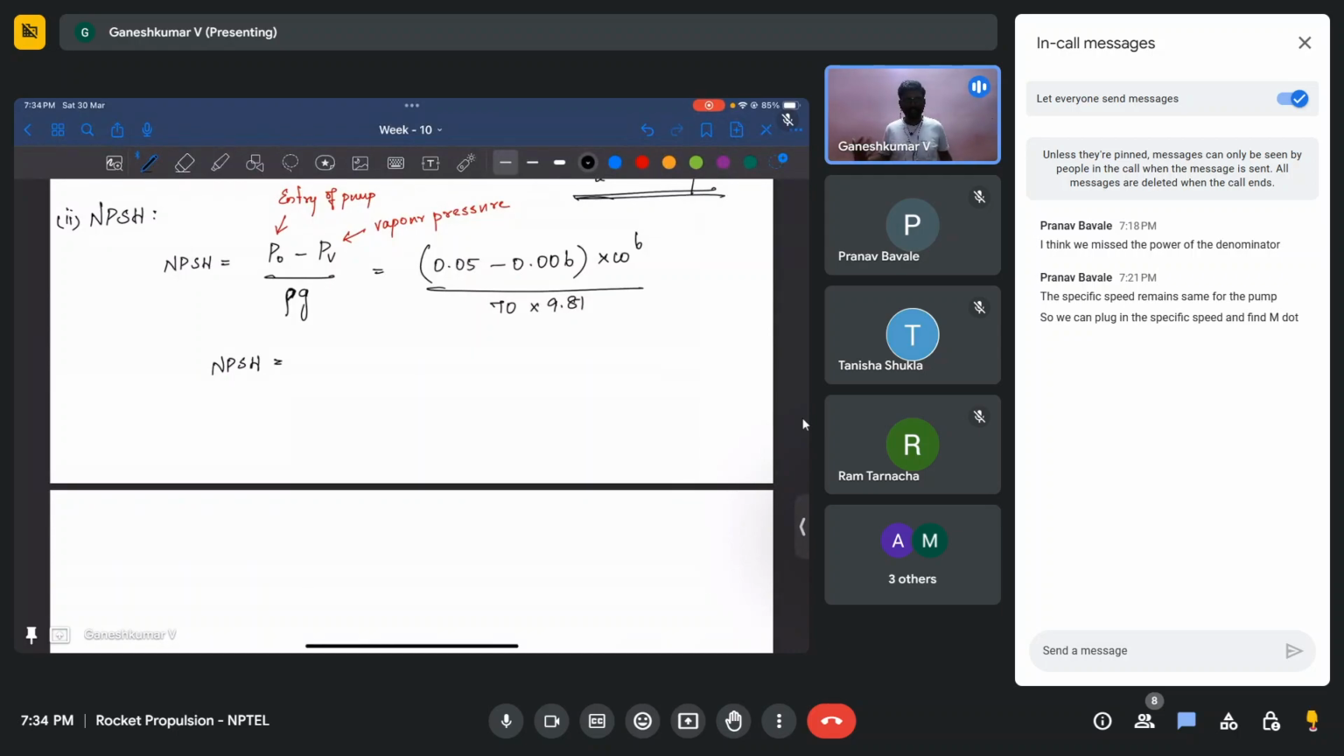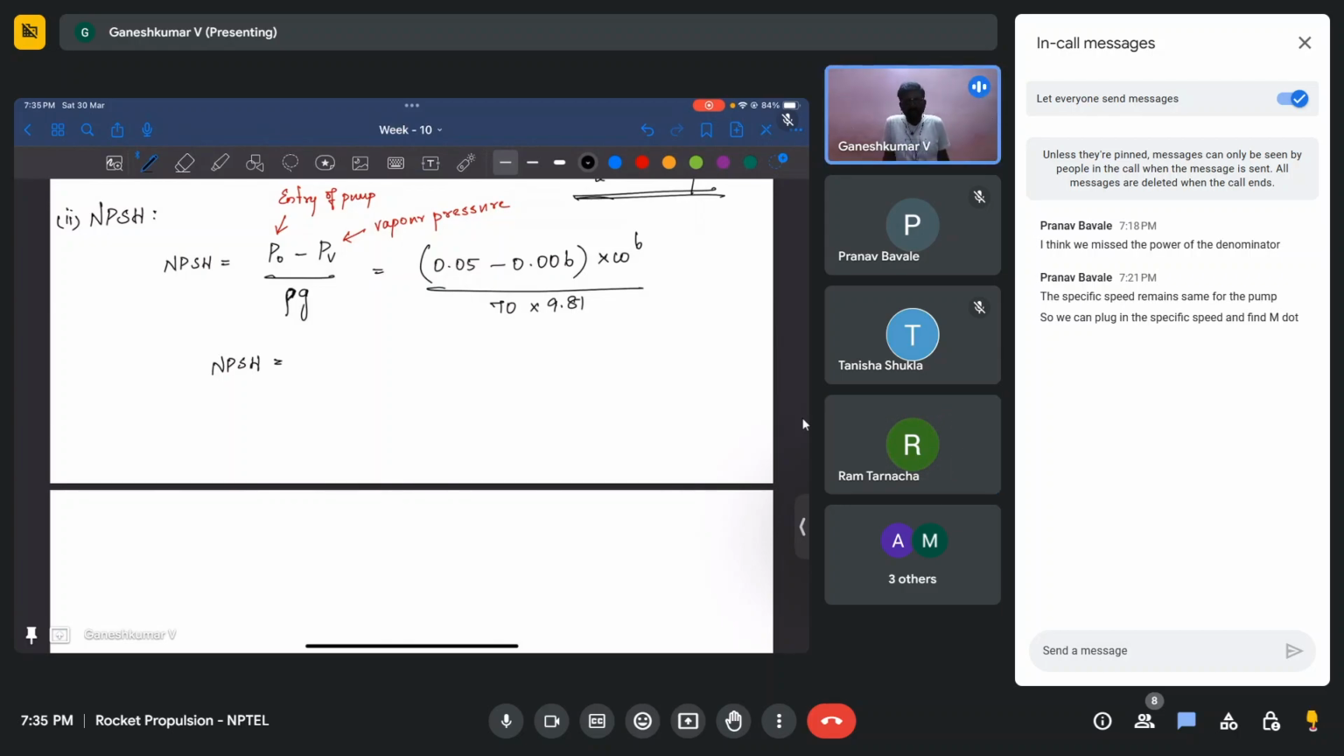Basically, as the name suggests, it's a suction head, right? If your suction head is less than this, then what happens? Cavitation happens. The propellant will start boiling, and that's the reason we want to avoid it. That's the reason we also find this parameter.